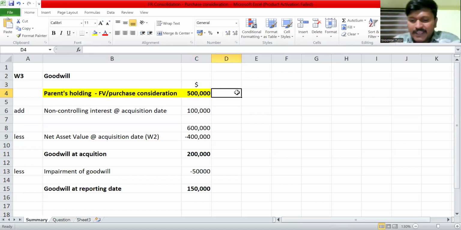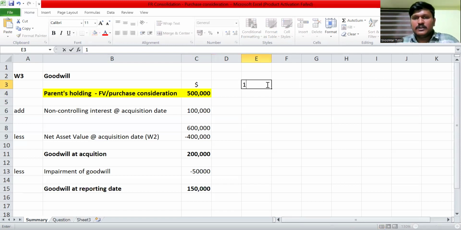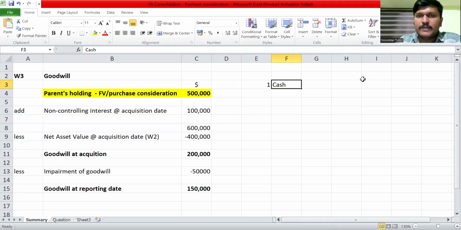So from the FR point of view, the financial reporting paper of ACCA, you have 4 types of purchase consideration you can give to people. One is cash. Okay, simple. Like you will be paying, I am paying out of this 500,000. Let's say that I am paying 100,000 in cash. That could be one scenario.